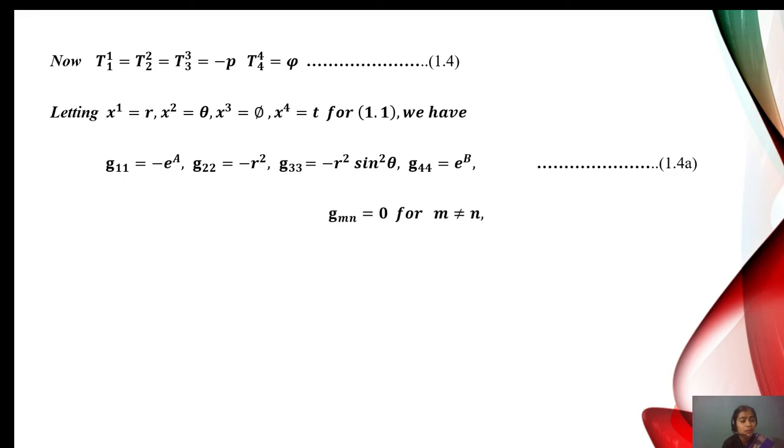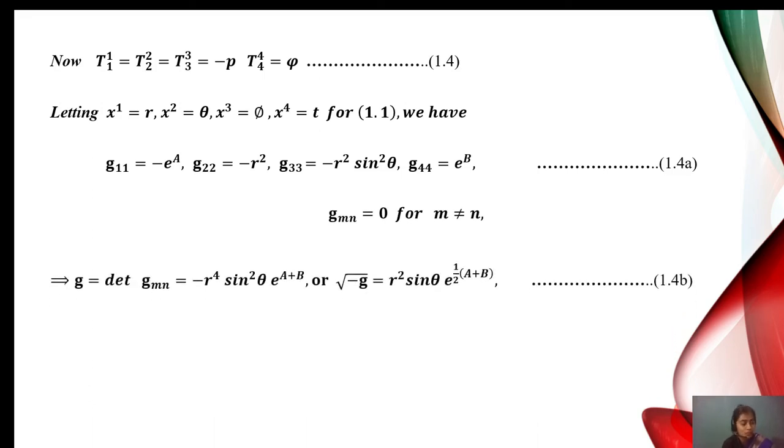Then this is 1.4a. Then put gmn equals 0 for m not equal to n. Always the determinant g equals minus r^4 sin^2 theta e^(a+b), or given the condition, square root of minus g equals r^2 sin theta e^(1/2 (a+b)). This will be considered. Okay, then g^mn equals 1 upon gmn for m not equal to n.